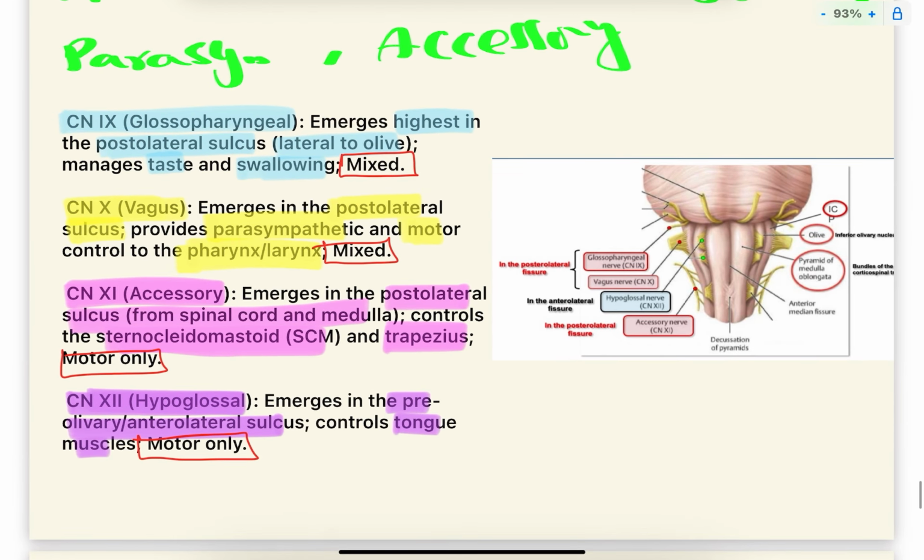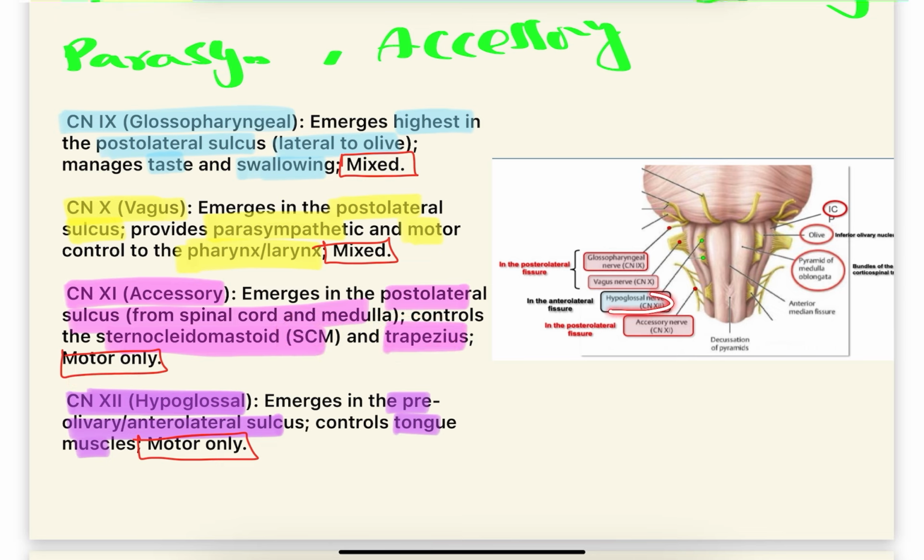And then the vagus is also in the posterolateral one, but it's below the glossopharyngeal, and it's motor, associated with the pharynx and the larynx. And the accessory is also in the posterolateral fissure, and it's the lowest one. It's from the spinal cord medulla, and it's associated with the sternocleidomastoid and the trapezius muscle, and it's motor only.